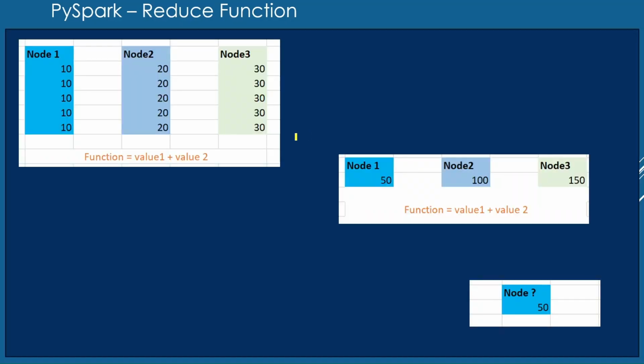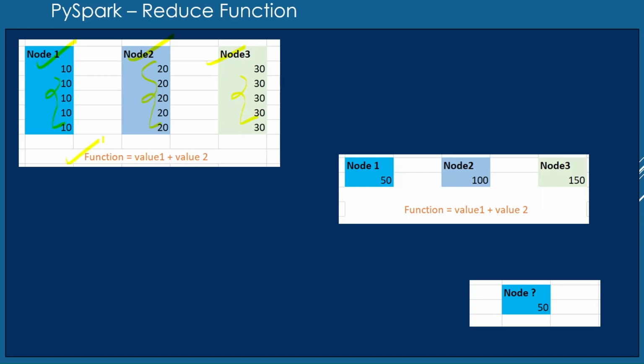Let's discuss the reduce function with the help of a pictorial representation. We all know Spark is a distributed system, and it has nodes. Some are executors and one of them is the driver. Suppose we have data present in these three executors. This is the data present in node 1, this is the data present in node 2, and this is the data present in node 3.